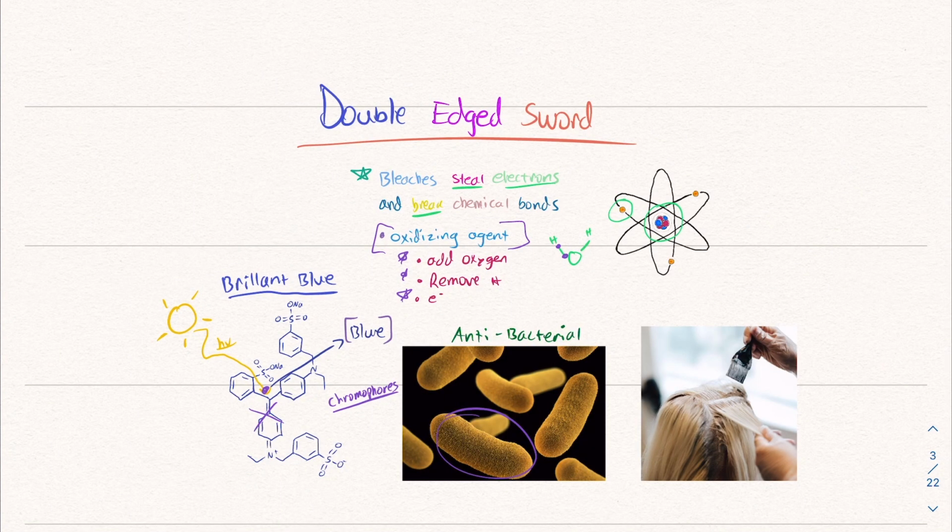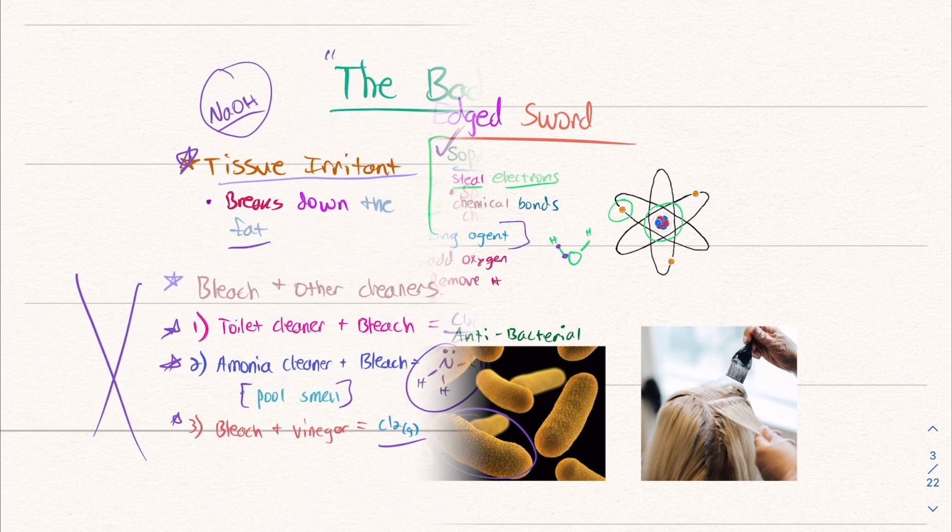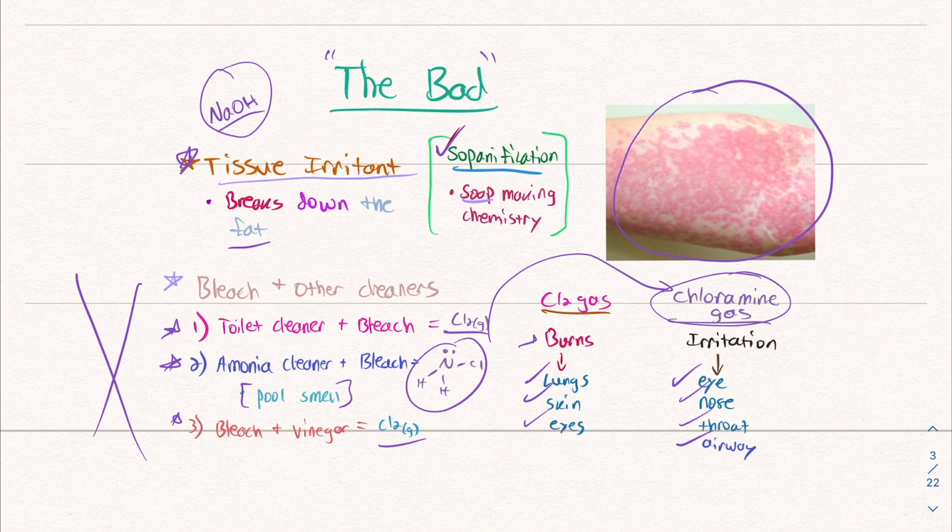And then we talked about how bleach will steal electrons and break chemical bonds. Obviously, this is a very bare bones explanation. It performs this oxidation reaction that can remove color from a substance by attacking those chromophores. And it also can destroy bacteria by that same oxidizing process. And then we spoke about how bleach has sodium hydroxide that can be a nasty tissue irritant. It can break down the fats in our skin, resulting in chemical burns.